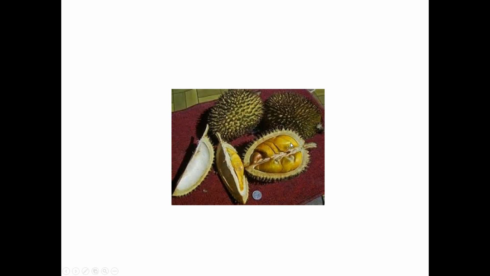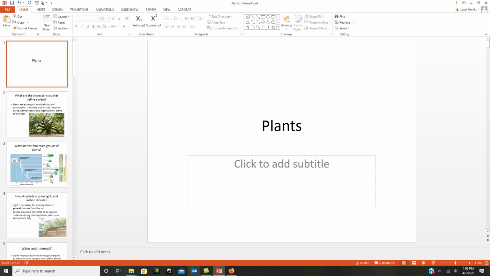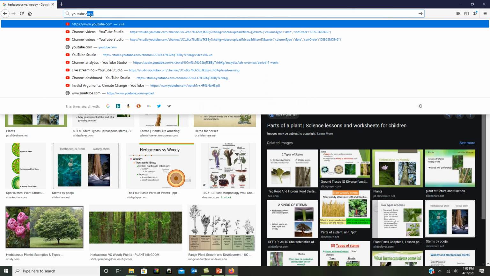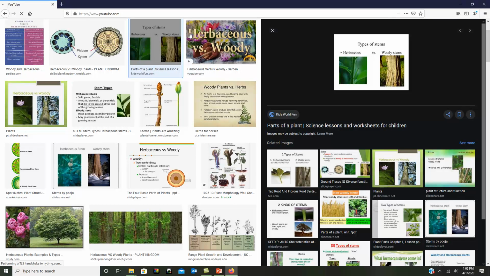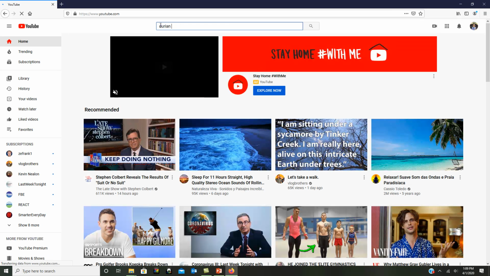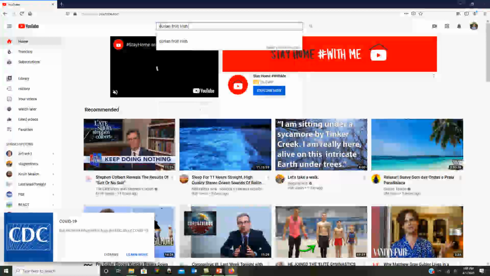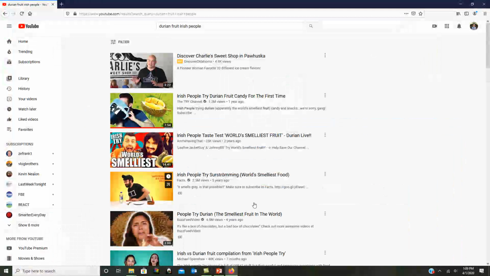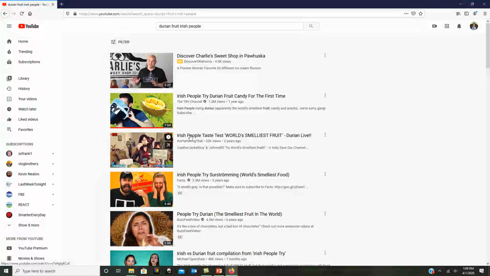This one is considered by most to be the stinkiest food in the world. It is what's known as a durian fruit. I don't have a link to this, so I'm going to come out here just to show you guys a video of some people reacting to a durian fruit. I have never found one in the United States for sale. I don't know why it is that I like Irish people eating things, but I like Irish people eating things. So let's watch these guys.